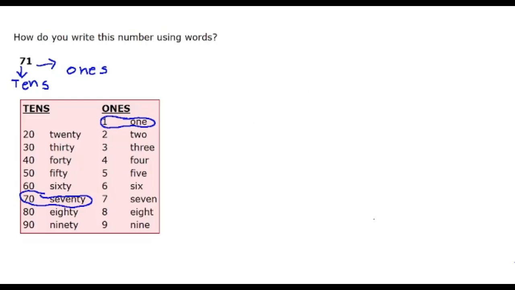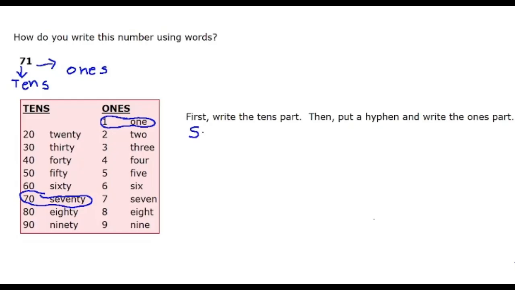So the next thing you need to do is remember some of the rules. So there's always some steps that you have to follow. So first you write the tens part, then put a hyphen, and then write the ones part. So this is the tens part, so let's write that. Then it says you put a hyphen. So you put a hyphen, and then you write the ones part. So here's the ones part here, we circled it. And that's how you write 71.